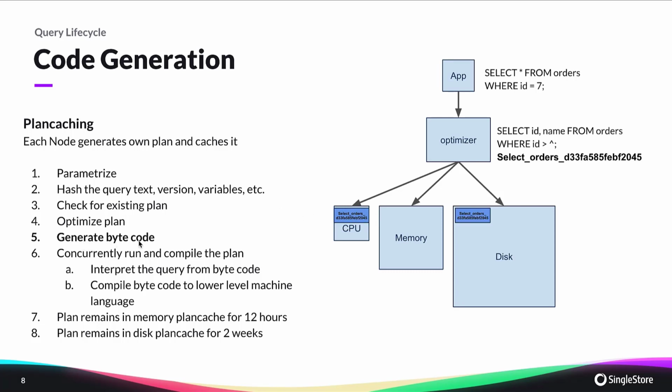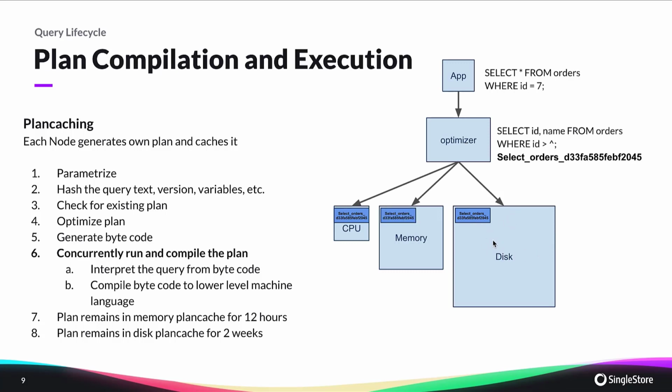The next step is that we generate a memSQL bytecode. You can even see this as its own file, .mbc, stored on disk. And the beauty about SingleStore as of version 6.7 is that we support interpreted mode.